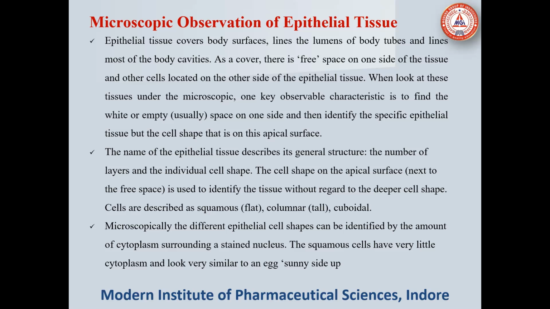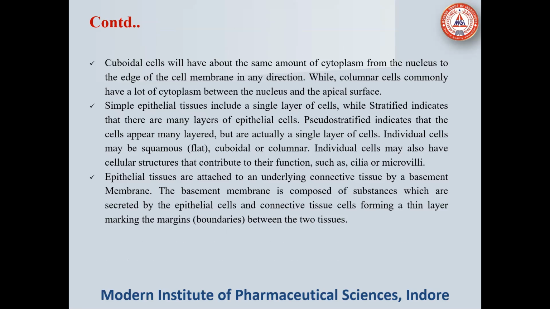Squamous cells have very little cytoplasm and look very similar to an egg sunny side up. Squamous cells are generally flat in shape, whereas a cuboidal cell will have about the same amount of cytoplasm from the nucleus to the edge of the cell membrane in all directions. While columnar cells commonly have a lot of cytoplasm between the nucleus and the apical surface and less cytoplasm between the nucleus and the lower surface.